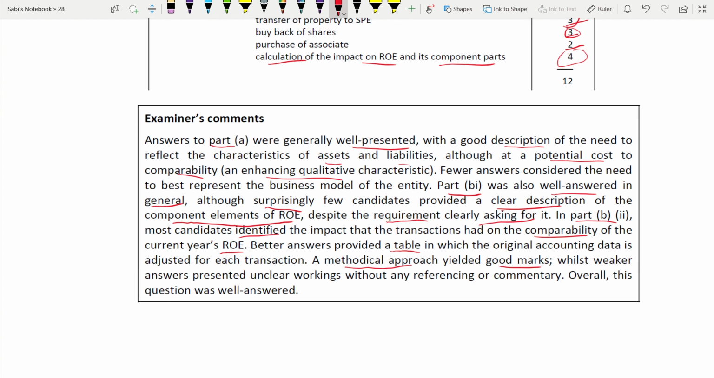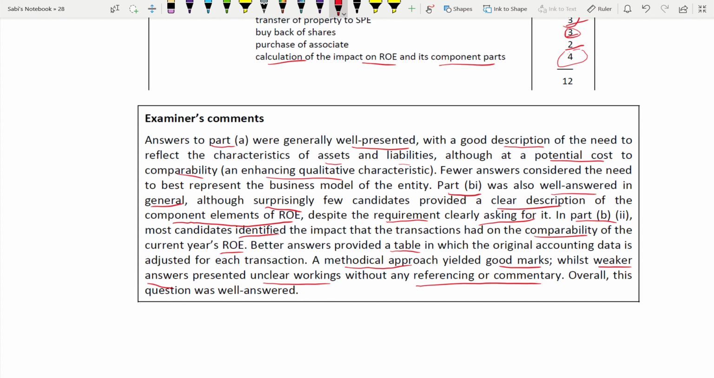But what about the weaker answers? They present unclear workings. First of all, workings are not labeled. It is not in a correct way. Some are here, some are there. They are not making any reference or commentary. They are not commenting on that result. So they are losing marks.